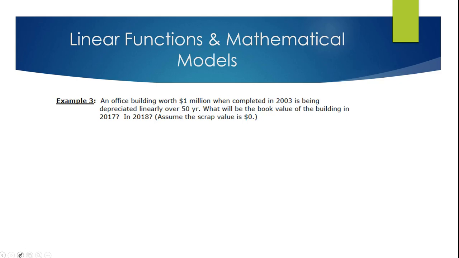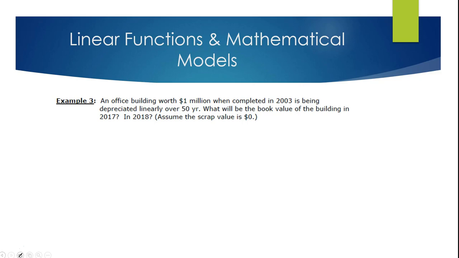An office building worth $1 million when completed in 2003 is being depreciated linearly over 50 years. What will be the book value of the building in 2017 and 2018? Assume that the scrap value is $0.